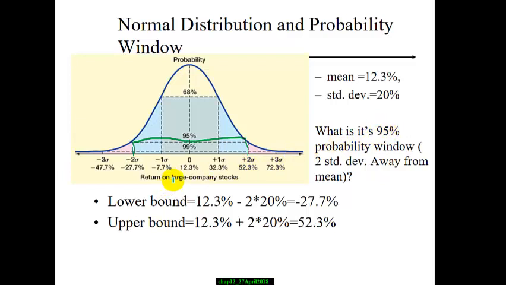So if you are investing and holding the large company stock, next year we can predict there is more than a 95% chance your return is above negative 27.7% and below 52.3%. Does it make sense?